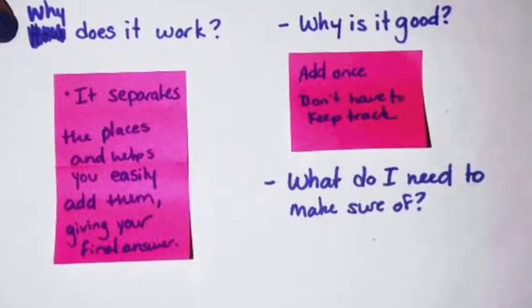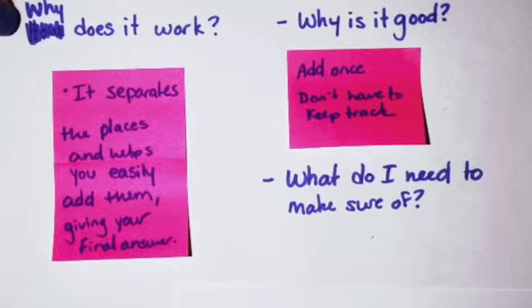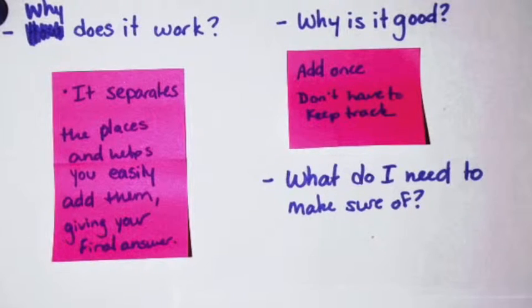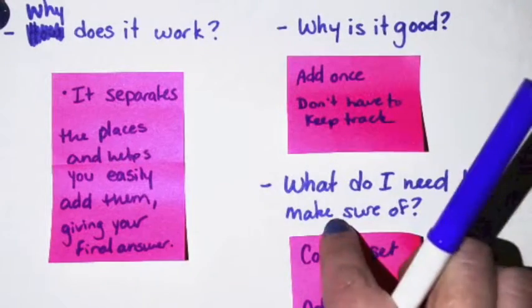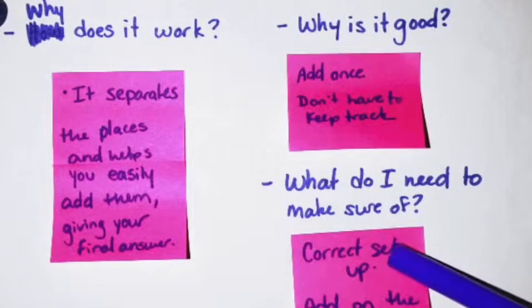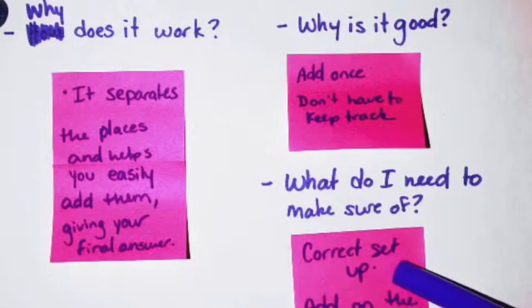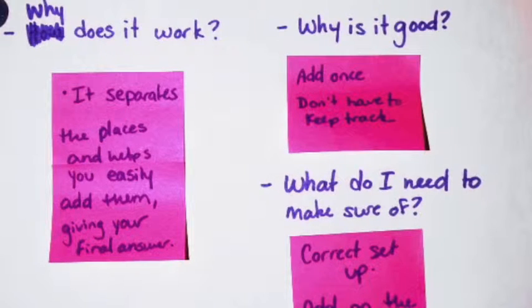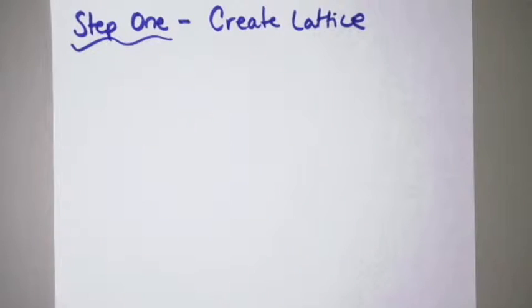So, what do we need to do to make sure that we're doing the lattice method correctly? Well, to make sure we do the lattice method correctly, we first have to make sure that we have the correct setup. That's the most important part. The second thing you have to do is you have to add on the diagonal. Alright, now that we have talked about the lattice method, we are going to actually do a lattice method problem.